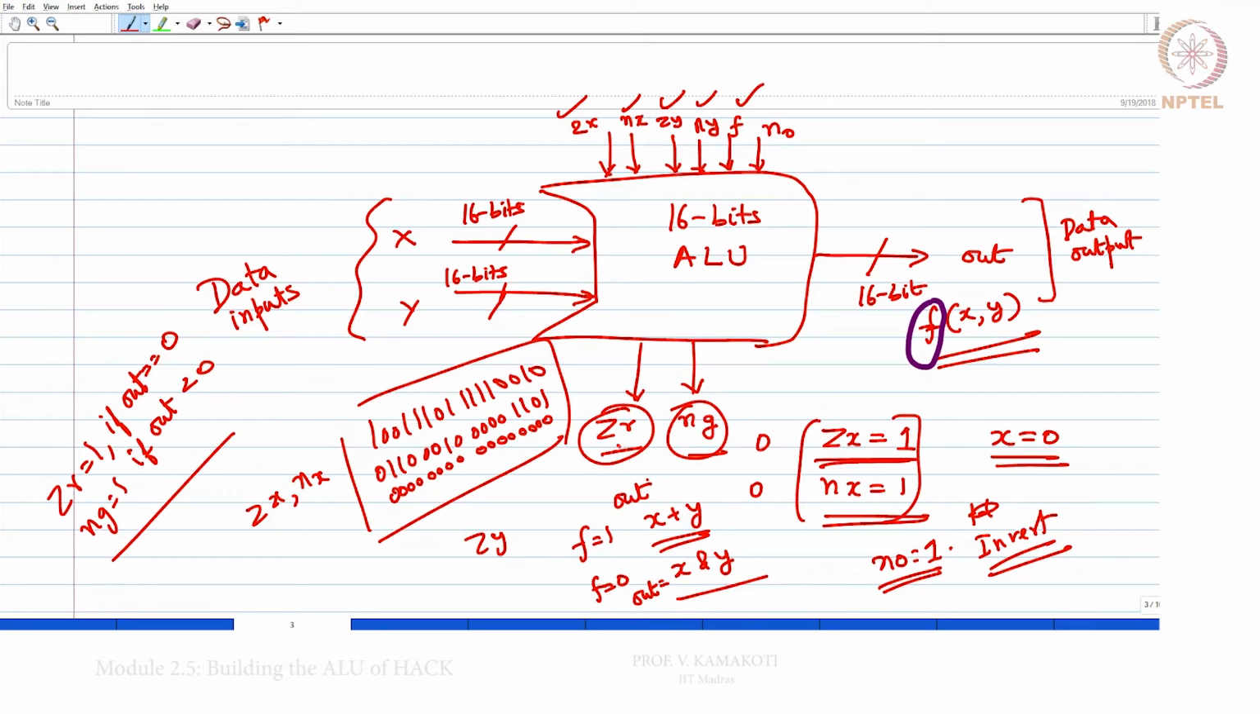As we had seen in 2's complement arithmetic, we can very quickly find out whether an output is a negative number or a positive number. Depending on that, we can set up this ZR and NG. So, this is how this entire ALU basically works.